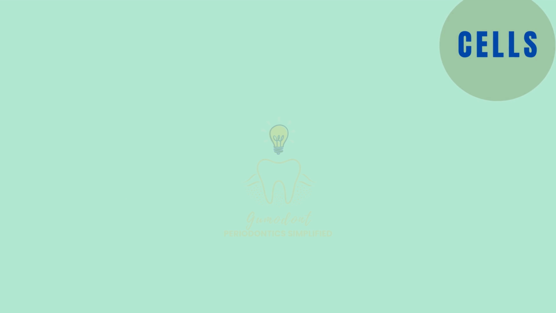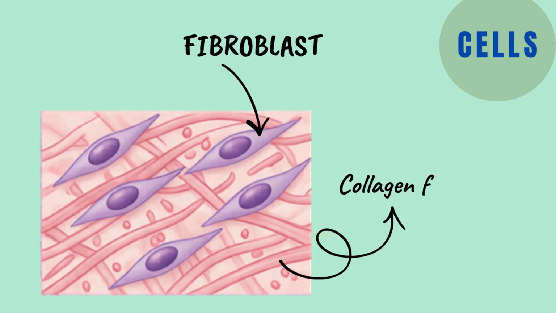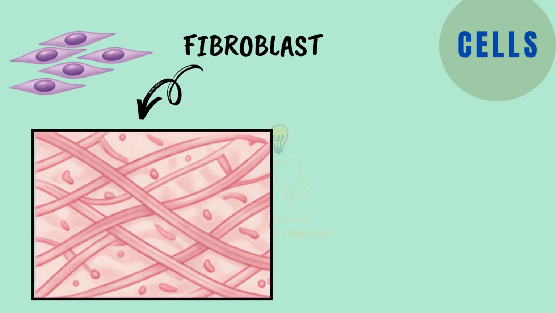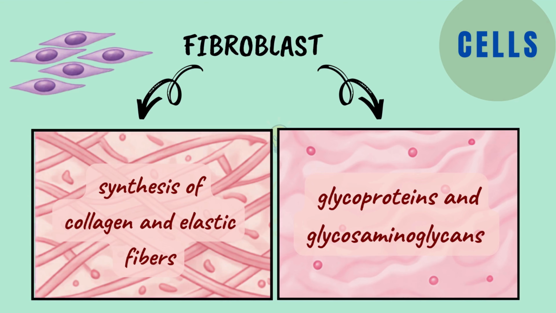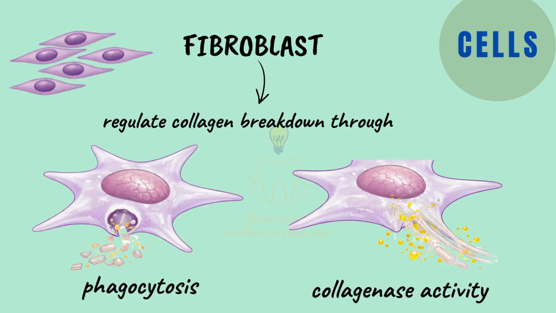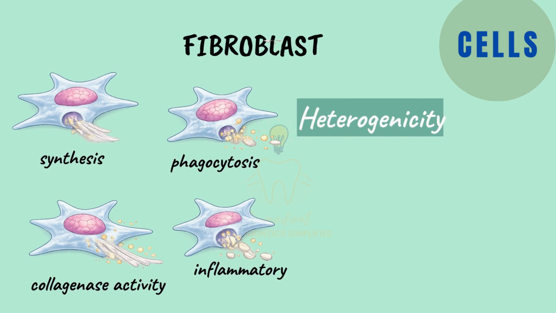Now, coming to the cellular elements. The most predominant cell in the gingival connective tissue is the fibroblast. Fibroblasts are present between the collagen fiber bundles and are of mesenchymal origin. Functionally, fibroblasts are responsible for collagen synthesis and production of elastic fibers, glycoproteins, and glycosaminoglycans. They also regulate collagen breakdown through phagocytosis and collagenase activity. An important point here is that fibroblasts show heterogeneity, meaning they are not all identical, and this variation helps in normal function, repair, and response to disease.